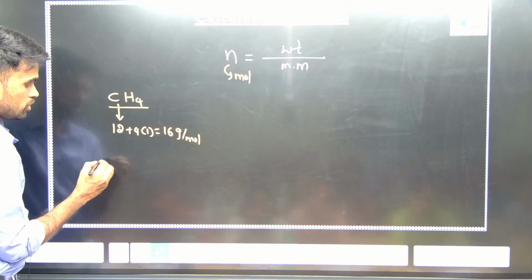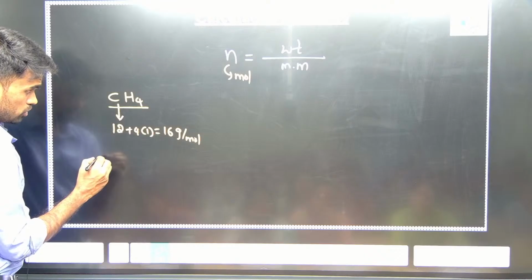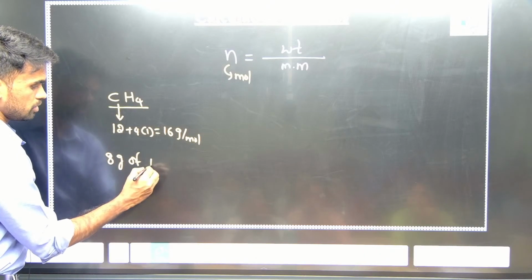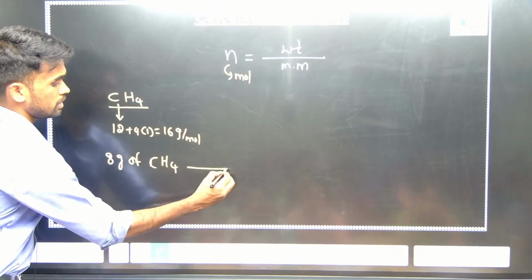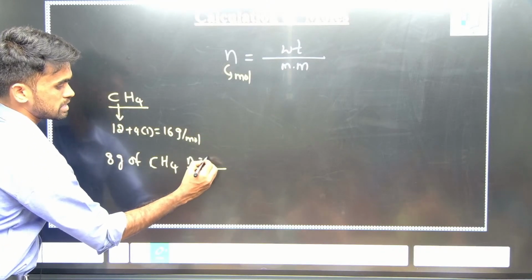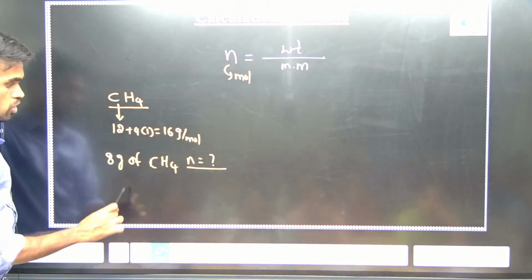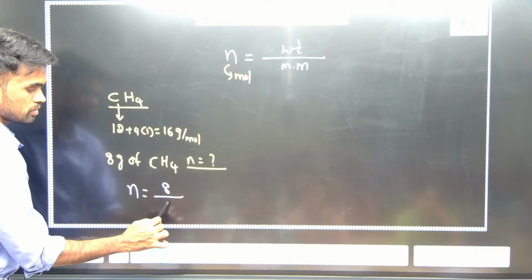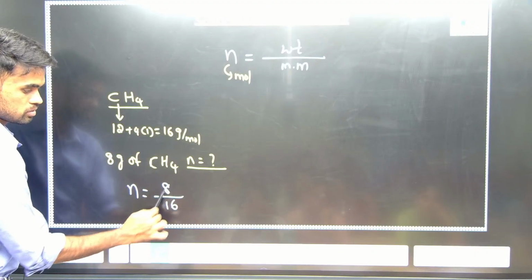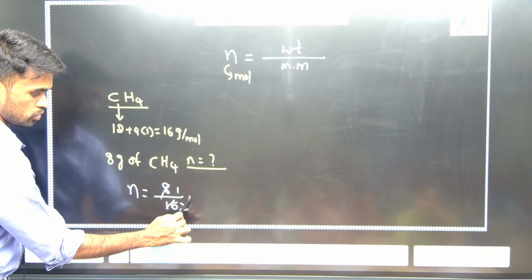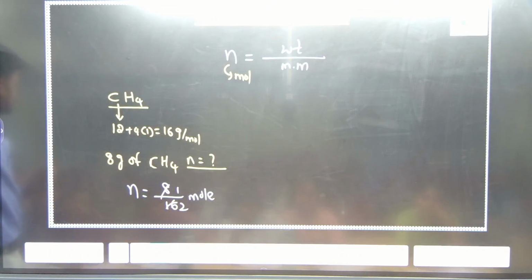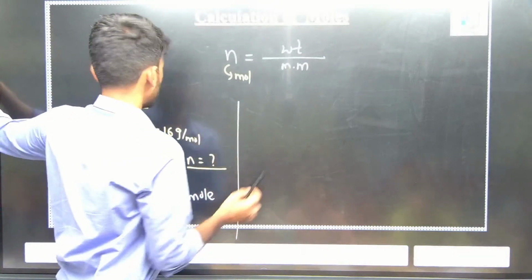Now I am giving you 8 grams of CH4. Then number of moles is how much? How can you calculate it? Number of moles equals given mass divided by its molar mass. 1 by 2. Half mole you got. This is your answer. Is this clear? Clear everyone? Yeah.